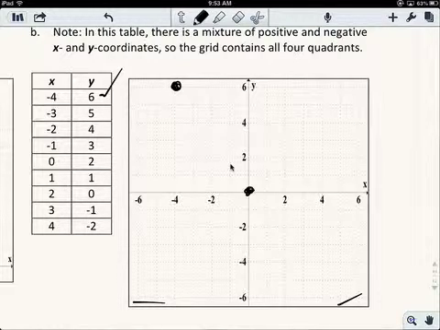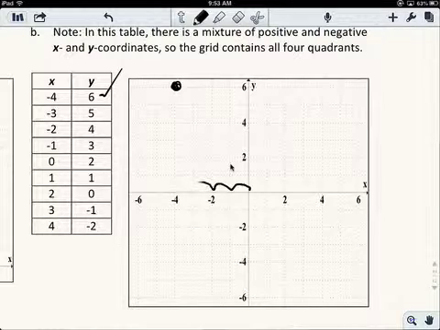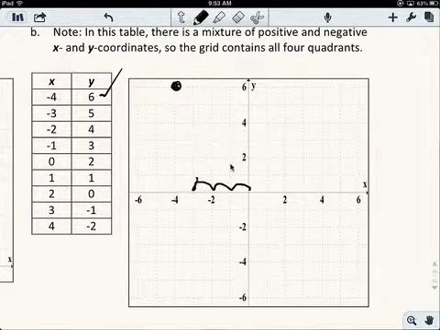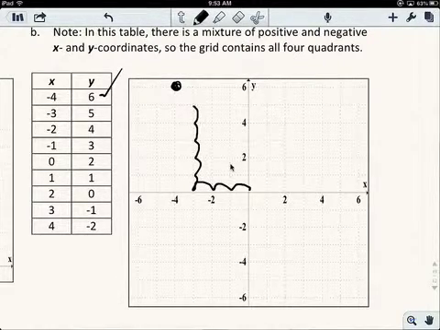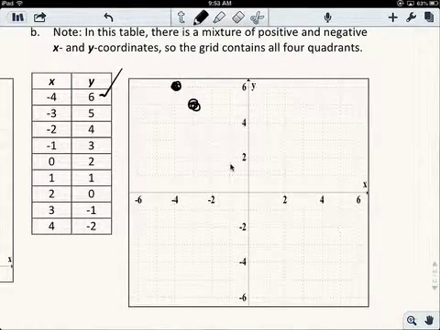All right, so negative 3, comma 5. I'll get rid of my origin dot here. Negative 3, comma 5. I'm going to start at negative 3, go over 1, 2, 3, and then up 1, 2, 3, 4, 5. So I went left because the x value is negative, and up because the y value is positive.